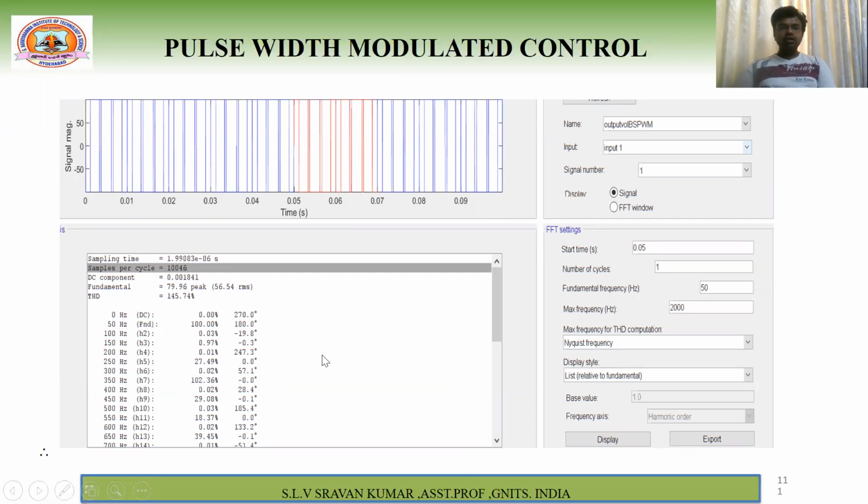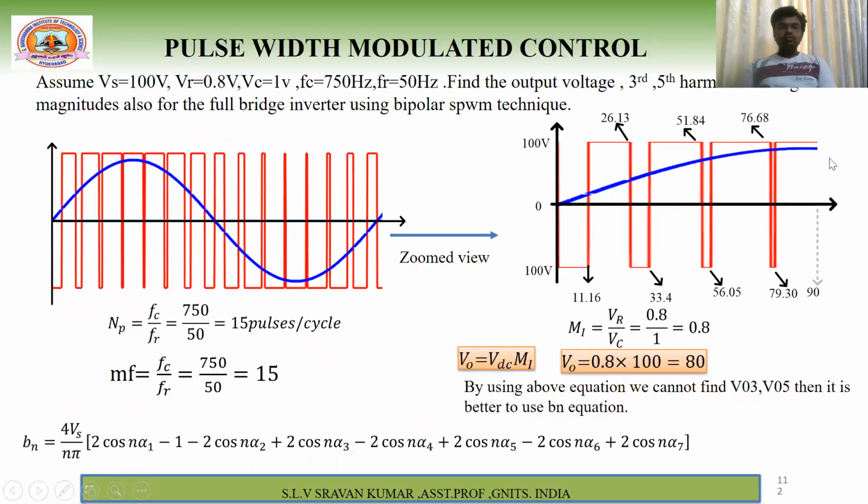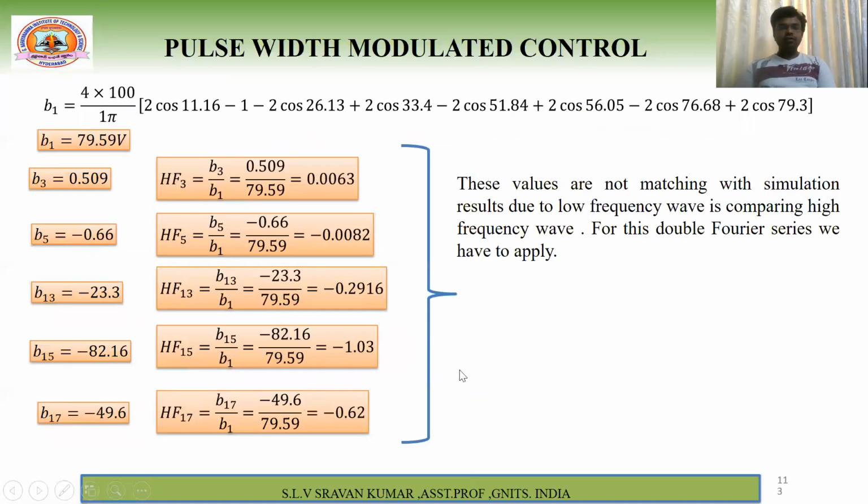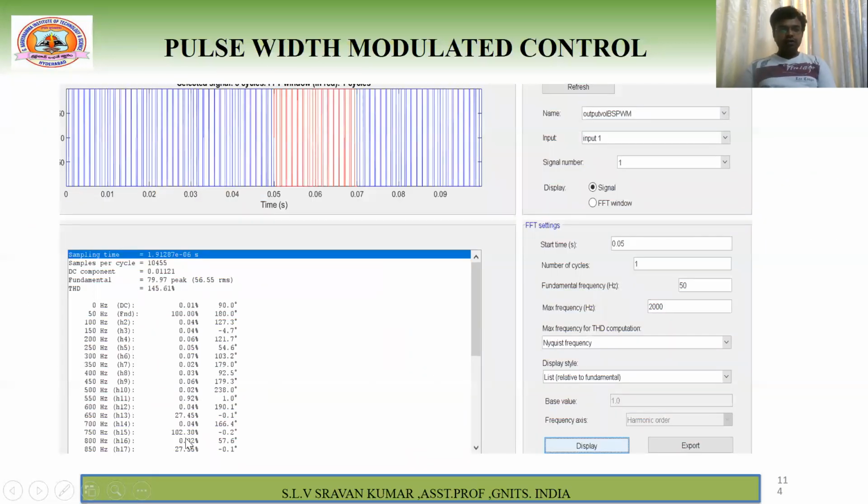And the second one is about the waveform I took later. This is MF equal to 15. If you observe the simulation for 15, you are getting this 50. At 15 only you are getting it exactly. So the conclusion is, if the MF ratio increases, the third, fifth, seventh, ninth harmonics are going to reduce. If the number of carrier waves increases, right, carrier frequency increases, then the lower order harmonics are going to be reduced.